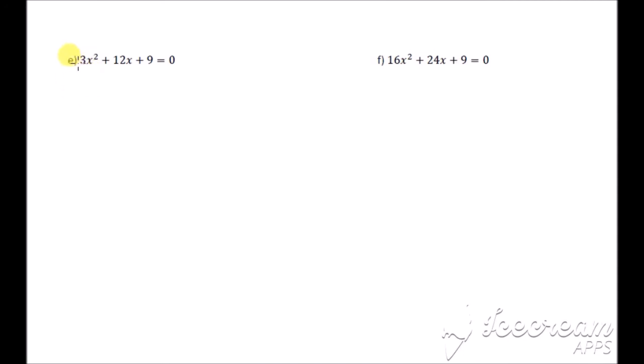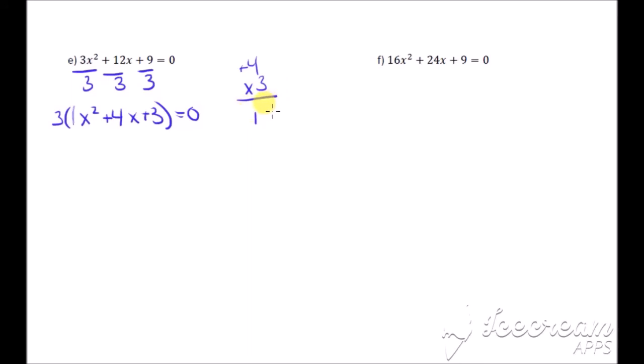Okay, next one. We have 3x squared plus 12x plus 9. Well, I recognize immediately that we can factor out a 3. So let's common factor: x squared plus 4x plus 3. Now, what two numbers multiply to 3 and add to 4? Because the coefficient of the x squared term is now 1, we can just simply do product-sum. So I get 1 and 3. So we don't have to do the full decomposition. We can just say x plus 1, x plus 3.